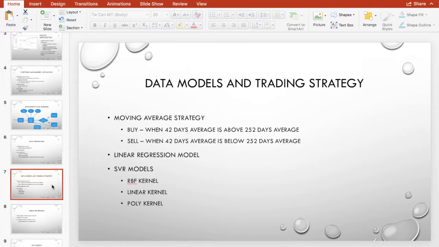Here I implemented the data model and trading strategy, a moving average trading strategy. It signals a buy when the 42-day average is above the 252-day average, and it triggers a sell signal when the 42-day average is below the 252-day average. I use those two pieces of information to determine whether I will buy or sell a stock from my portfolio.